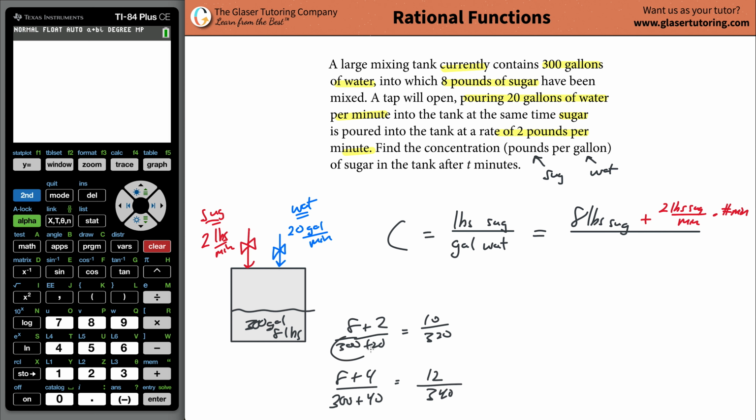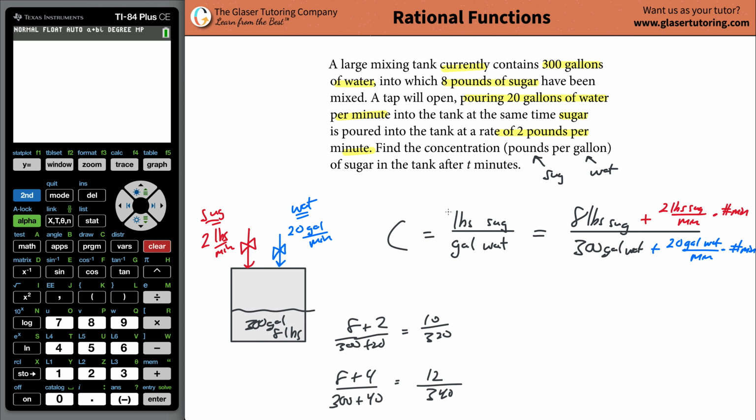Well, we started with the 300, right? We start with our 300 gallons of water. And what we're going to be doing is adding to that now, right? So let's add to that the 20 gallons of water per minute, multiplied by the number of minutes. And that's basically your formula, right?